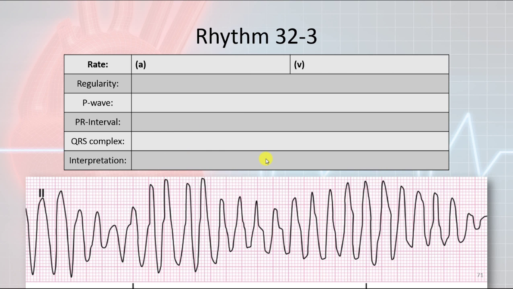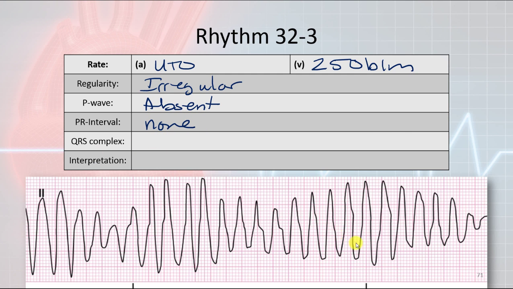Here is another torsades patient. So we're going to look at the atrial rate, which is unable to obtain. The ventricular rate is about 250 beats per minute. Regularity is going to be irregular. P waves are absent. PR interval is none. QRS complexes, once again, really tough to tell. You have to kind of try to identify them. That looks like it from there to there, maybe. 0.12 second.